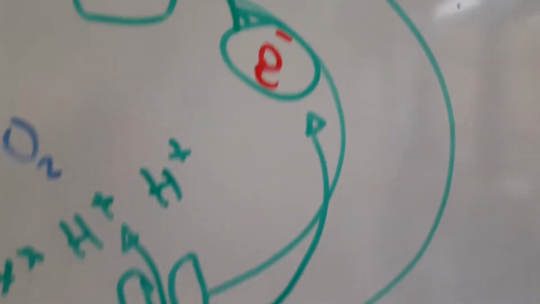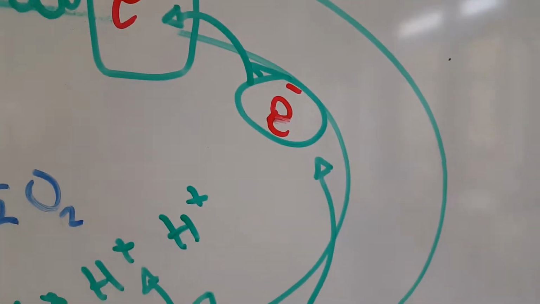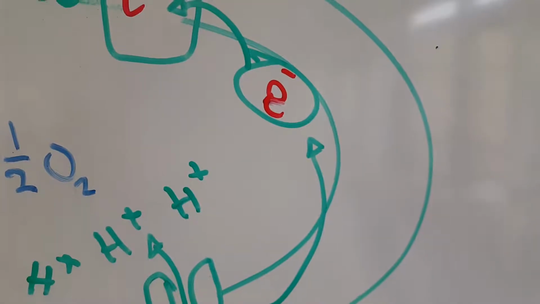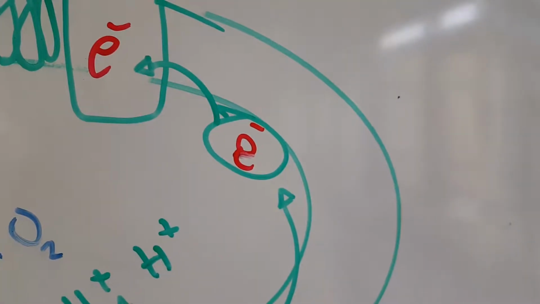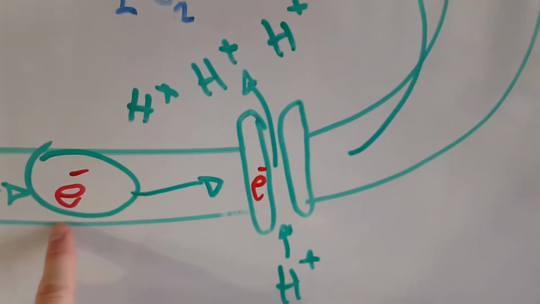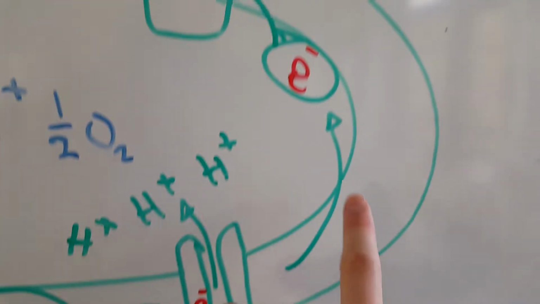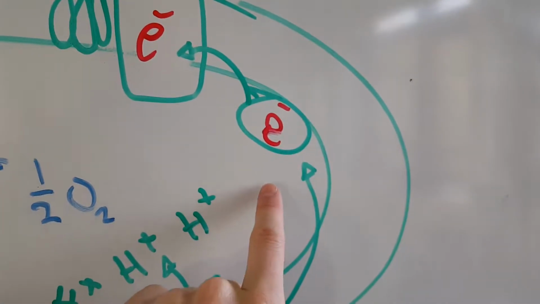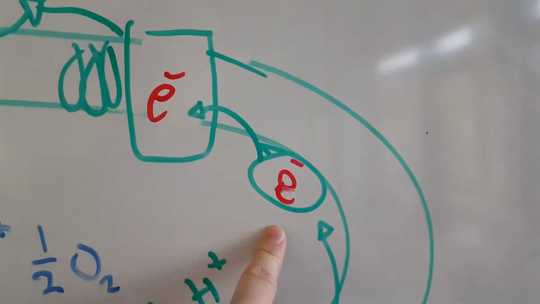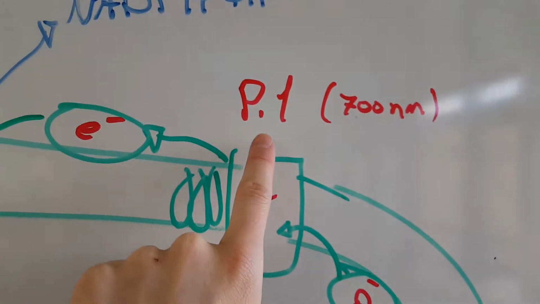Then step 3, the electron is pumped into another protein carrier, this time outside the membrane. And for each step it is pumped, it has lost some energy. So by the third step, it doesn't have a lot left. So after the third step, it enters photosystem 1.